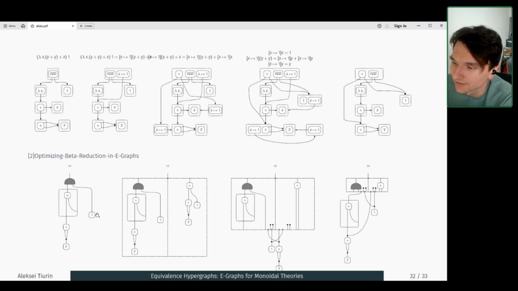We just connect the wire of the argument with the dangling wire of the abstraction by discarding the application node and the bubble. So, once again, by applying this rewrite non-destructively, we end up with something like this, and then we can factor things out to end up with pretty much the same thing we had in EGRAPHS.